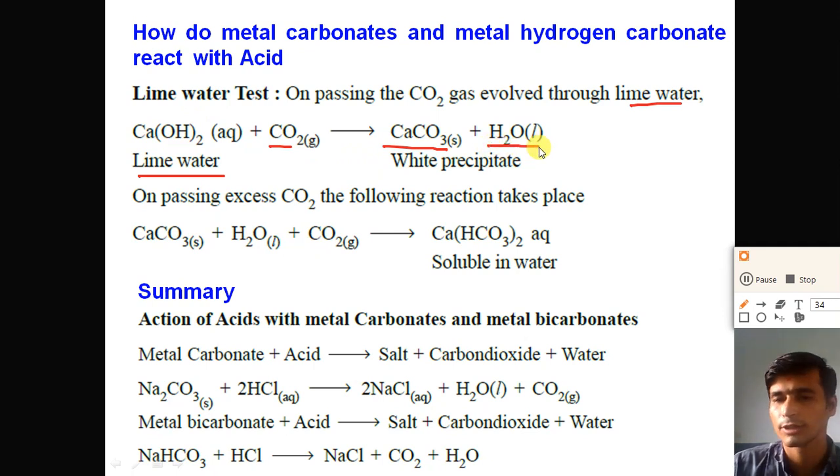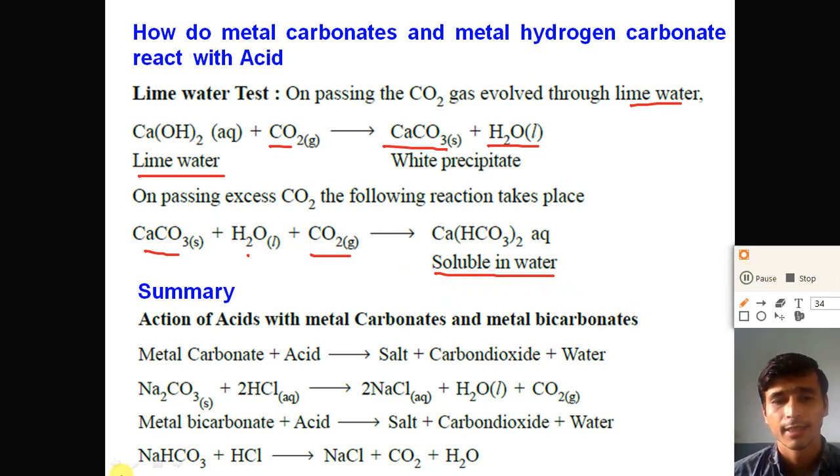So the solution of calcium hydroxide, lime water, becomes milky. On passing excess carbon dioxide, the reaction takes place: CaCO3 plus H2O plus CO2 gives Ca(HCO3)2, which is soluble in water, and the milkiness of the lime water disappears.